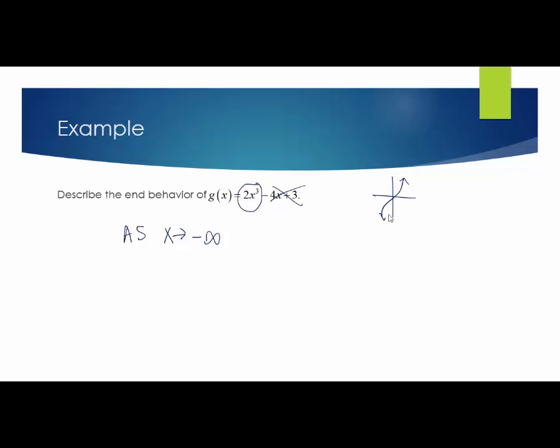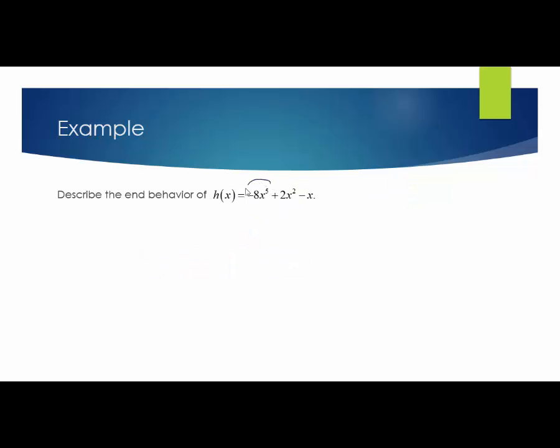So if I just think of x cubed quickly, as x goes to negative infinity, the y values also go to negative infinity. And as x goes to positive infinity, so looking at big positive values of x on this end, the y values also are getting really big positive. Let's try this one more time.